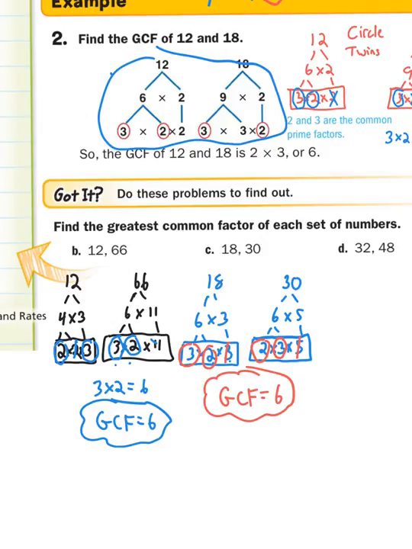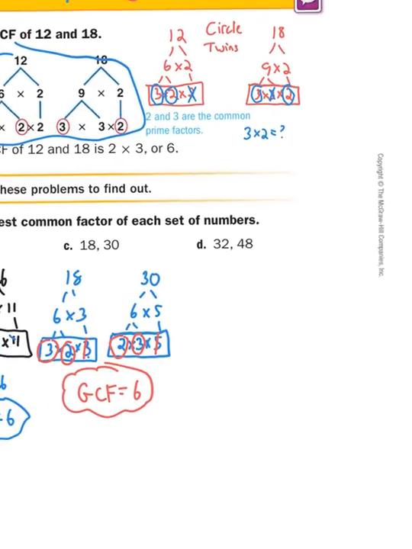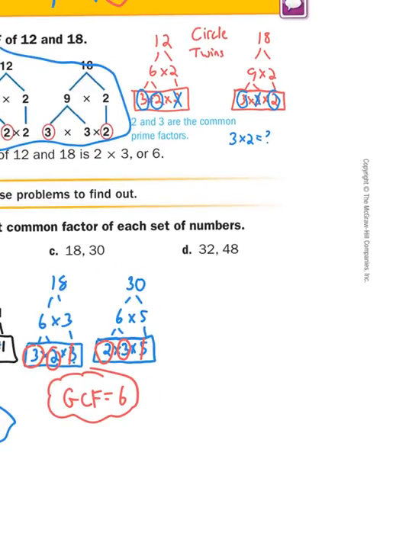Now, D, I'll tell you, is a little more of a pain in the rear end because the numbers have bigger factor trees. So this one can trick some people up. So again, pause the video. You're going to do problem D, and when you're done, restart it and see if you're right. Go.